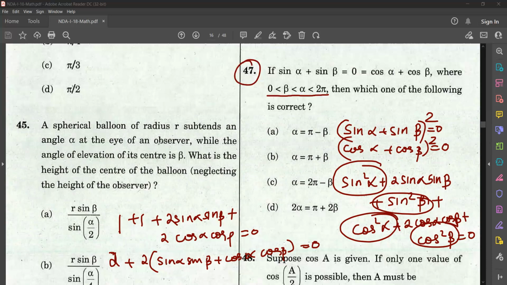that is the equation for cos alpha minus beta, isn't it? So cos alpha minus beta is equal to negative 1. Take this 2 to the other side and cancel with this 2. So you'll get negative 1. So cos alpha minus beta is equal to negative 1.